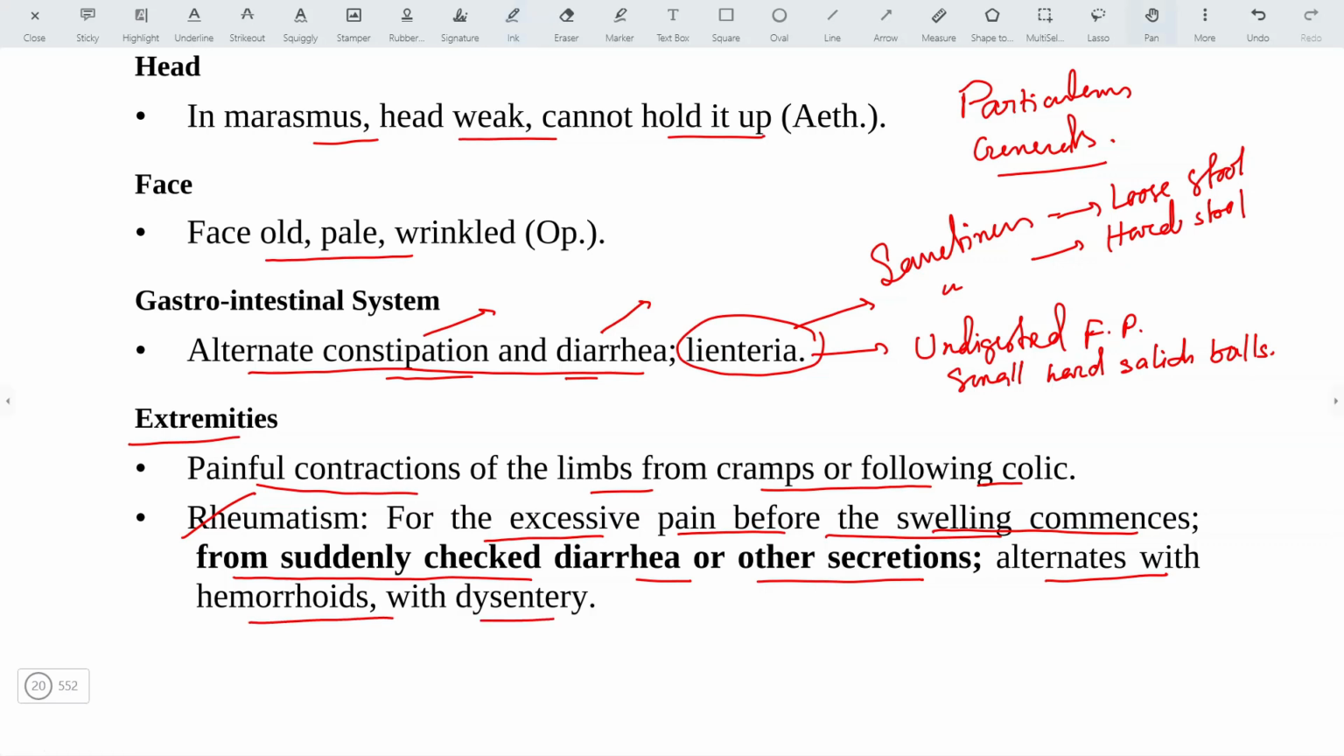So this says Abrotanum is specifically applicable when the pain in the joints appears from suddenly checked diarrhea. The patient was having diarrhea or any kind of secretions, but suddenly the secretion stops and the pain over the limbs or joints reappears. So this is what holds the key points of Abrotanum.